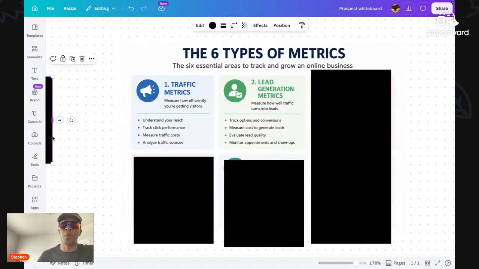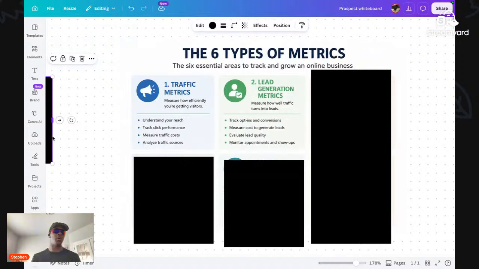Last but not least is monitoring appointments and show-ups. For those of y'all who might be selling a service or high ticket offer, we need to know that because a show-up is a metric. So again, let's use the opt-in metric. Let's say 100 people opted in or signed up for a call with you. Out of all those calls, only one person converted and purchased from you. All right, so you have a 1% show up rate.